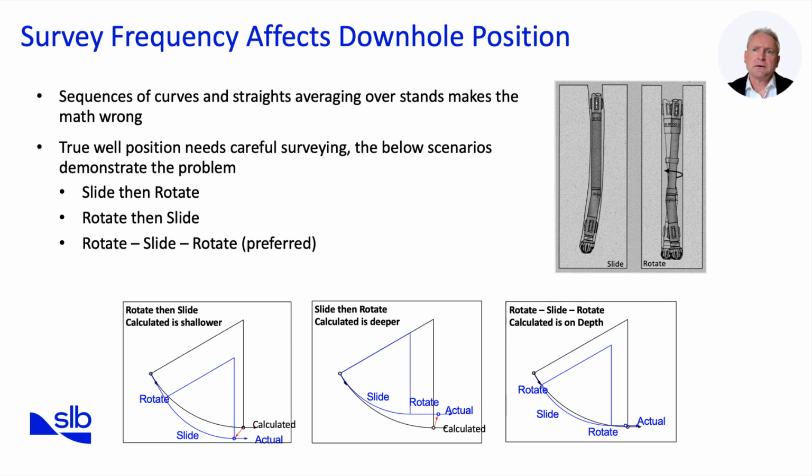For example, a sequence of slide, then rotate, or rotate, then slide, can distort the true trajectory, while a rotate, slide, rotate pattern provides more accurate representation. Careful planning of survey frequency and pattern ensures that the true wellbore position is known and that errors from averaging do not accumulate.